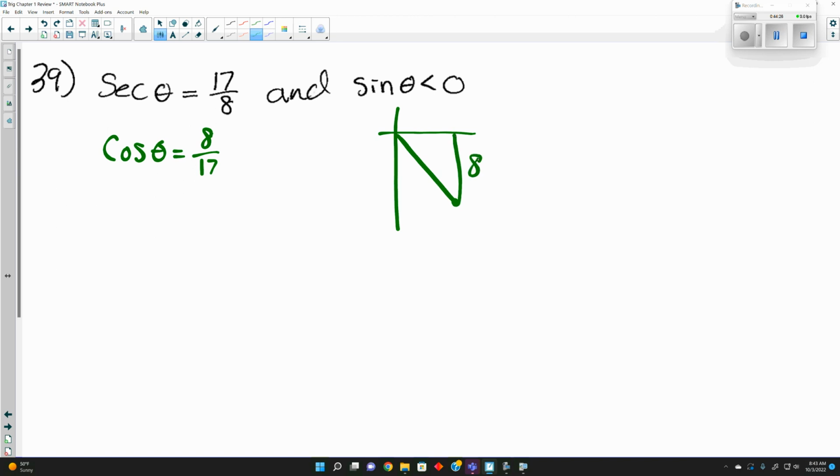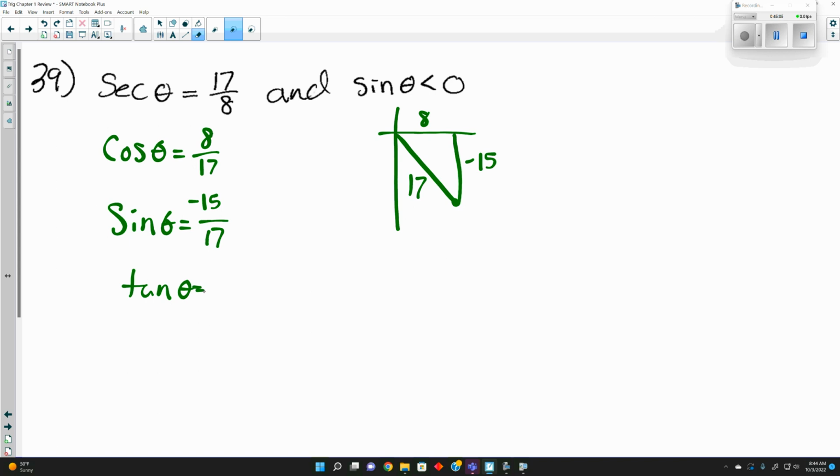Adjacent is 8, hypotenuse is 17. And again, we can use our Pythagorean theorem. Sorry, this is 8, and this works out to be 15. Now the sign's going to be negative because, again, we're on the negative y-axis side. Now sine of theta is going to be negative 15 over 17.